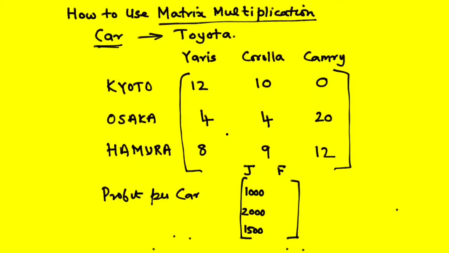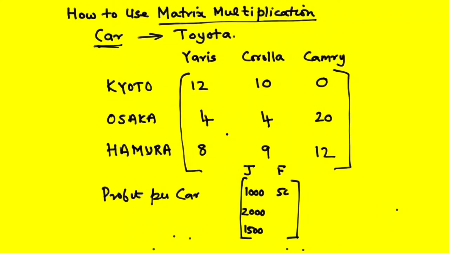So we can see that the profit per Yaris is 1000. I'll point it out for you here. A profit per Corolla is 2000, and profit per Camry is 1500. That is for January. Assume that they change the price or whatever, and the profit margins are now different.